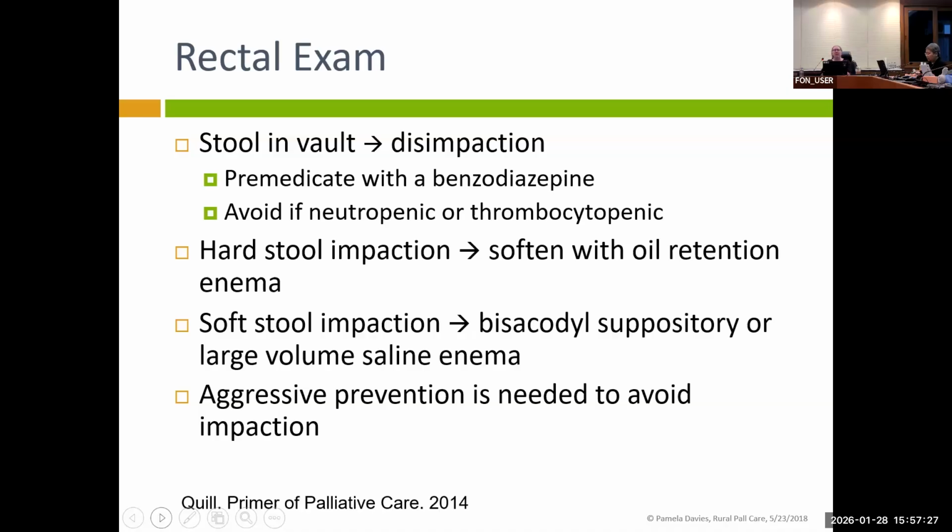So if there is stool in the vault, what you want to do is take it out. If it's a hard stool impaction, you can soften with an oil retention enema. You can also use a suppository, and we really, really don't want to get here. So we want aggressive prevention to avoid impaction, because we really, really, really want to avoid impaction if we can. But if you have it, then these are the things that you need to do.